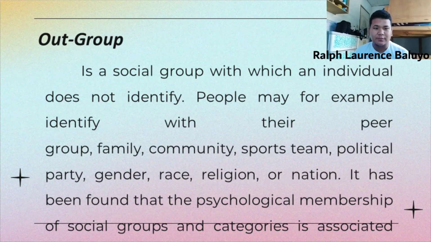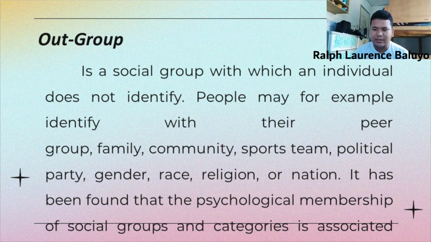Hello, my name is Ralph Lawrence Aloy, and I'm going to discuss the next social categorization, which is the outgroup. An outgroup is a social group with which an individual does not identify. People may, for example, identify with their peer group, family, community, sports team, political party, gender, race, religion, or nation.